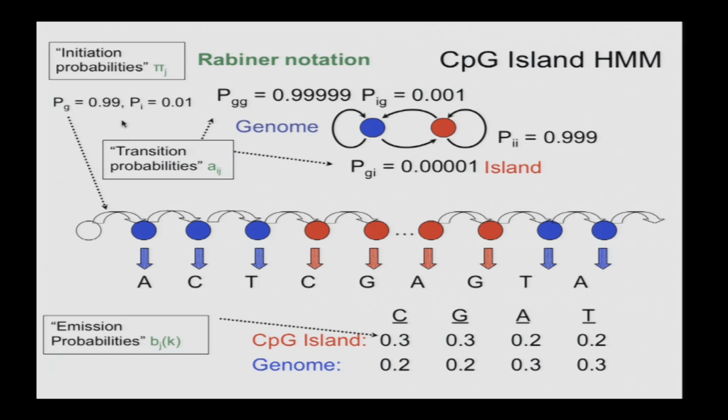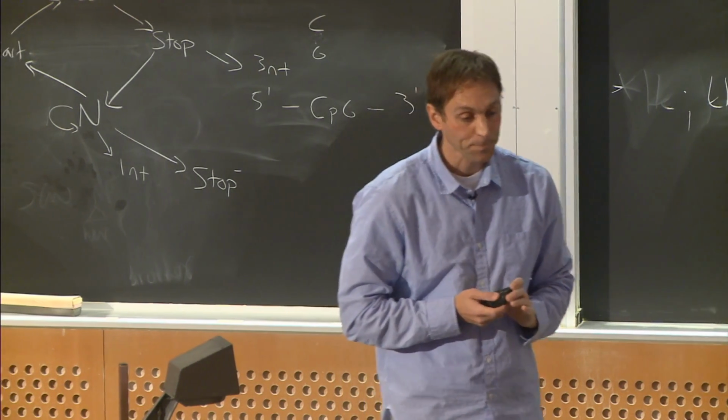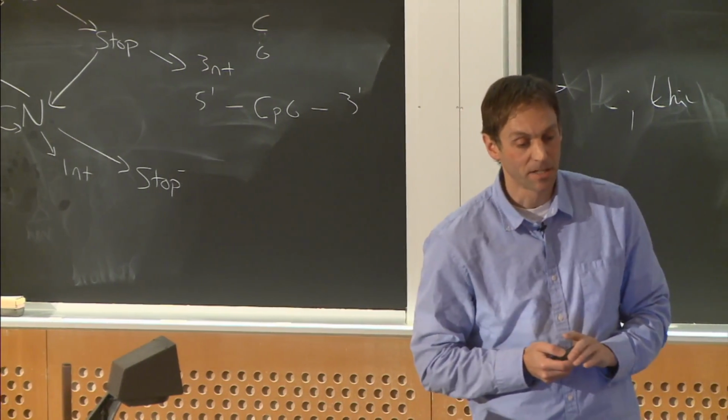Okay, and now the third type of probability you need to specify are called emission probabilities, which are the b j k in Rabiner notation. And this is where the predictive power is going to come in. There has to be a difference in the emissions if you're going to have any ability to predict these features. And so we're going to imagine that the genome is 40% CG and islands are 60% CG. So it's base composition that we're modeling. We're not doing the dinucleotides here. That would make it more complicated. We're just looking for patches of high GC content. So now we've fully specified our model.